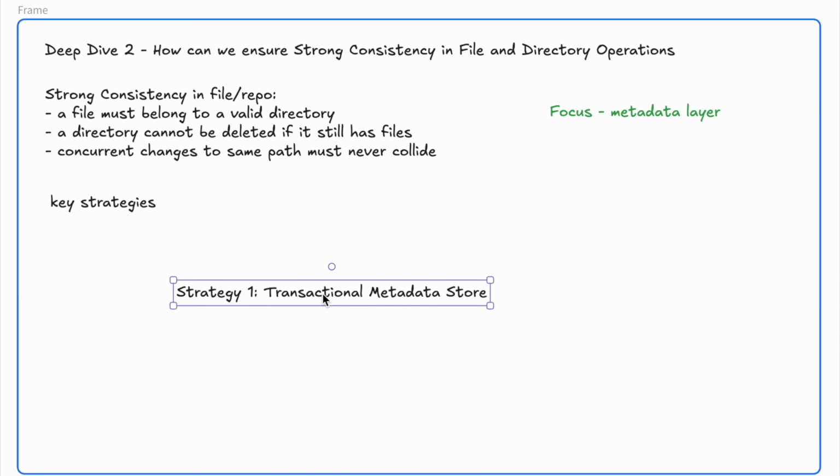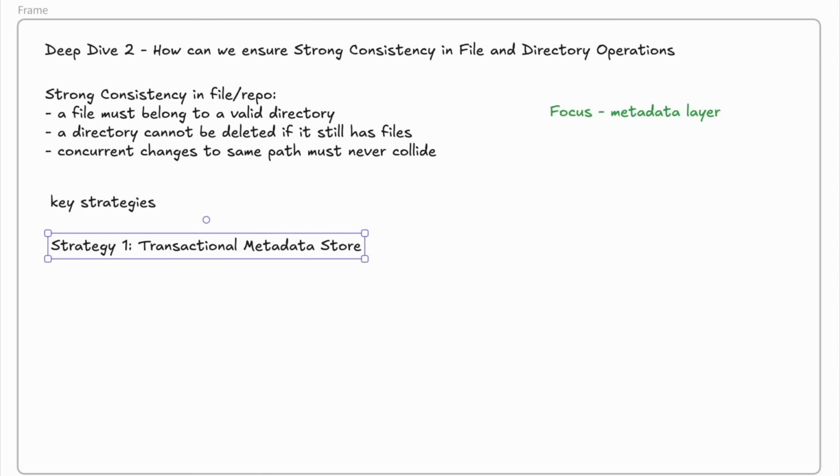Strategy 1. Transactional metadata store. First, we wrap all file and directory mutations inside a transaction. This gives us atomicity and isolation. We use a relational database like Postgres to ensure that every operation is all or nothing.